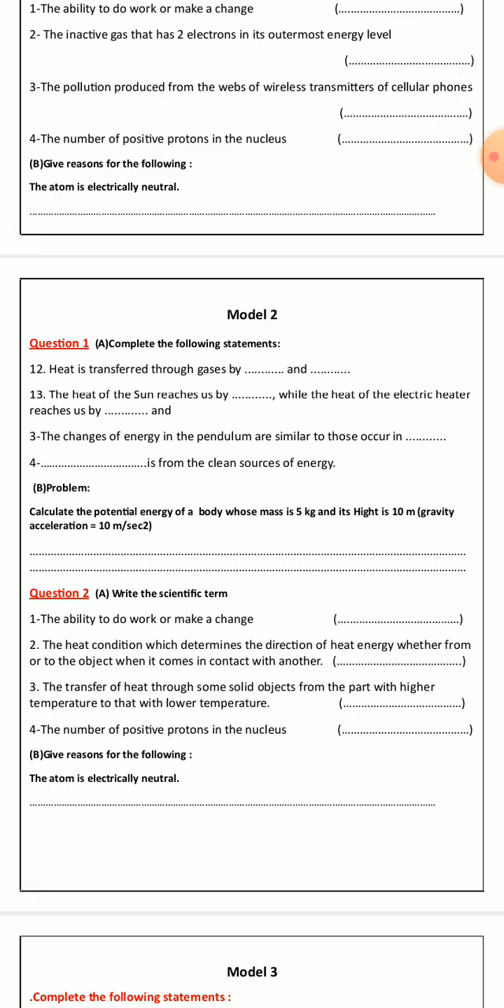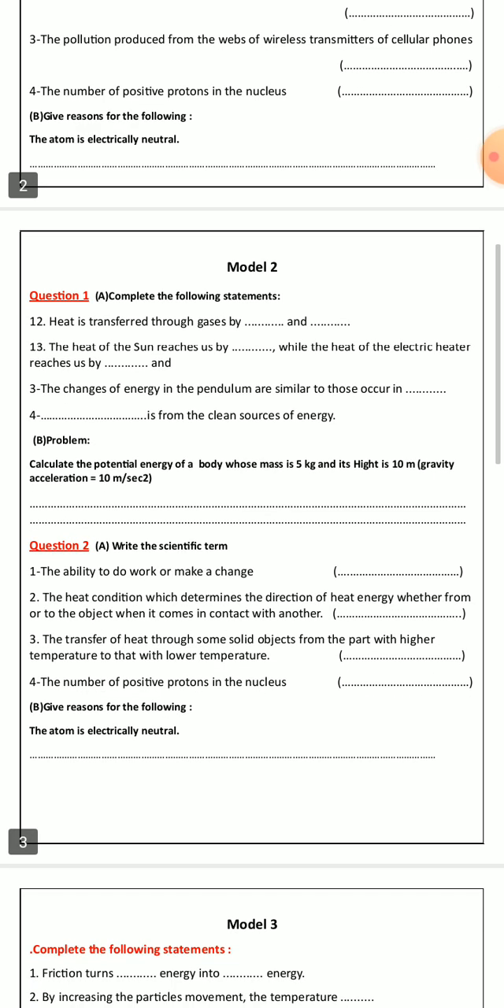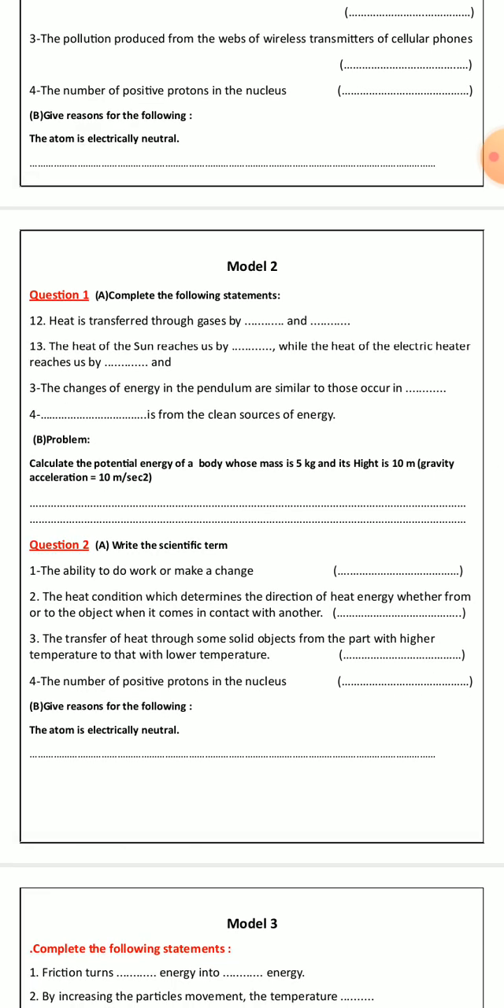Number 2, the heat of the sun reaches us by radiation, while the heat of an electric heater reaches us by convection. Number 3, the changes of energy in the pendulum are similar to those that occur in swings. Number 4, a clean source of energy, so it's movement of air or wind or movement of water or the sun.